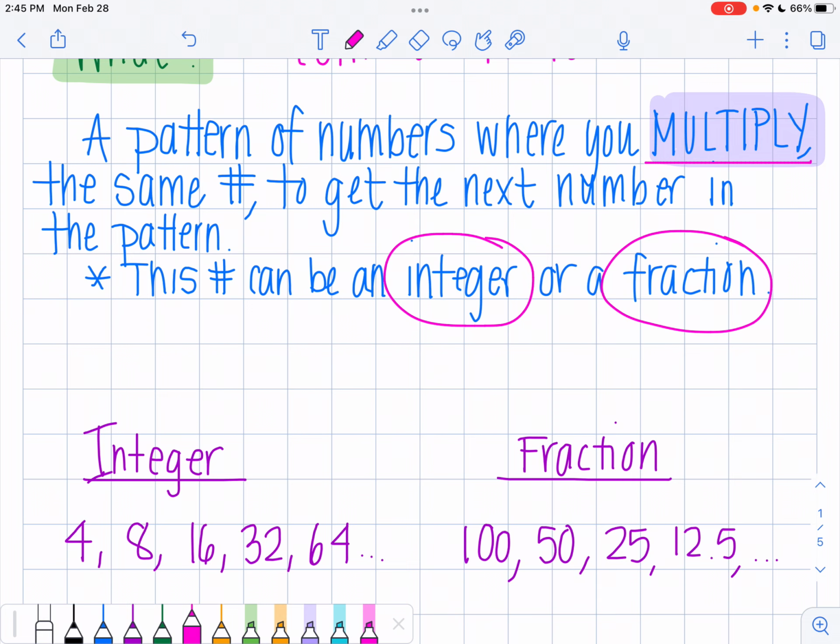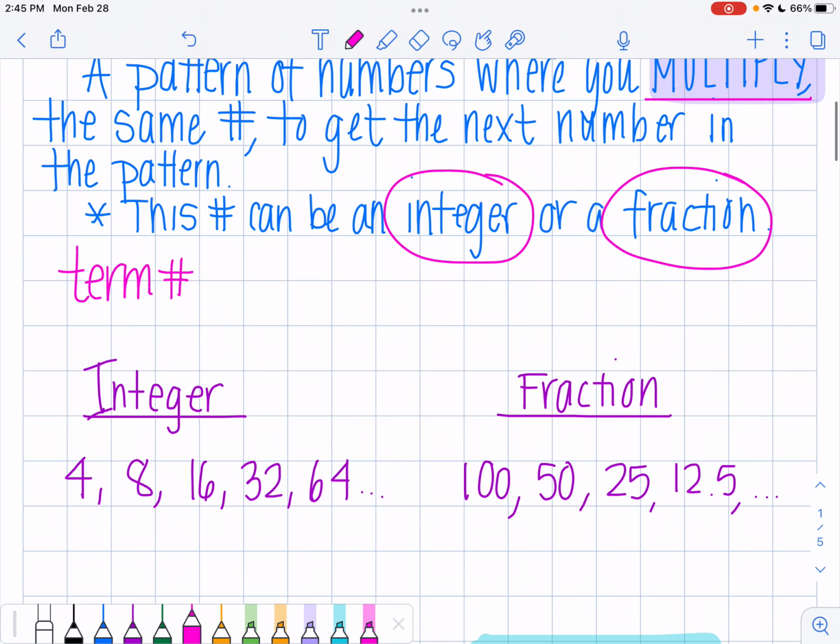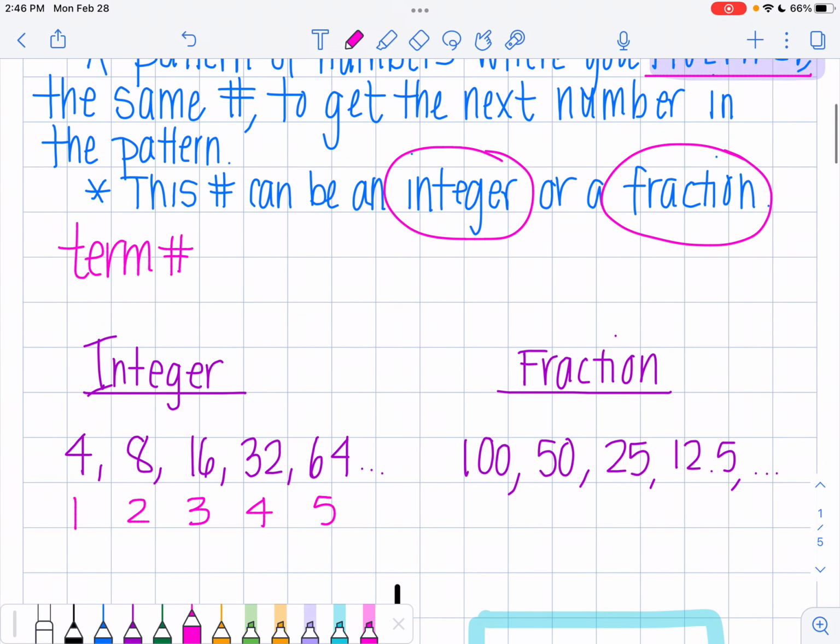So remember, a couple things we need to remember are term numbers. Term number just talks about the list, like in your list of numbers, what number you're talking about. So in my first pattern here, this is my first term, my second term, my third term, my fourth term, and my fifth term. It really just means it's like the fifth number in your list of numbers. That's what it means to be a term. Okay, so let's look at this integer part first.